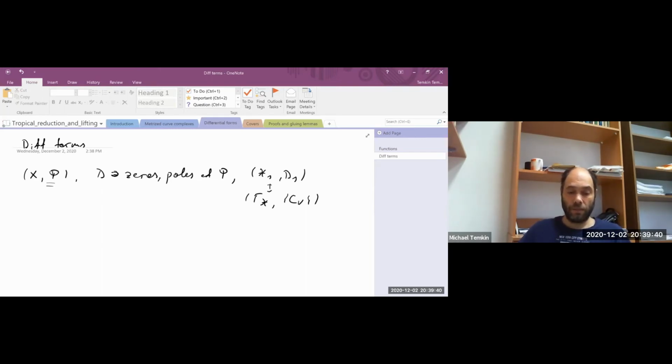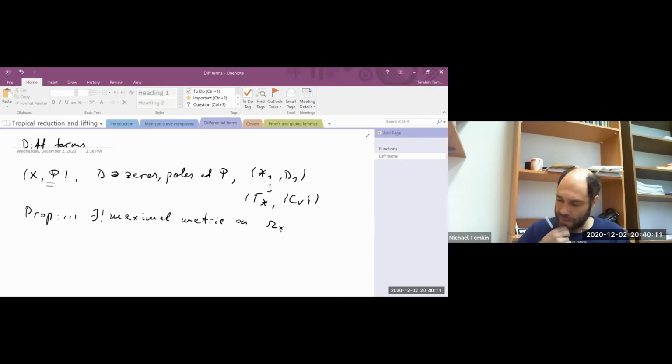Okay, the idea is as follows. We should metrize somehow naturally the space of differential forms. In such case, we can imitate what I outlined just now for functions. And fortunately, there is a simple natural way to do it. So there exists a unique maximal metric on Ω_X such that the differential is non-expanding.